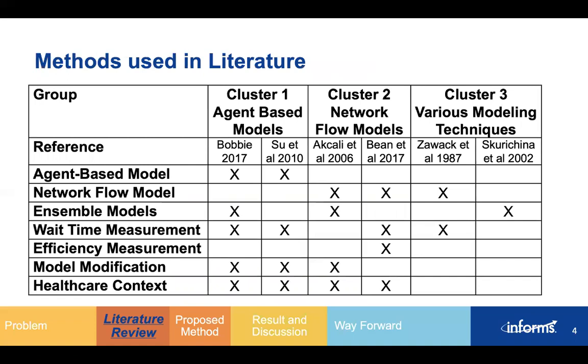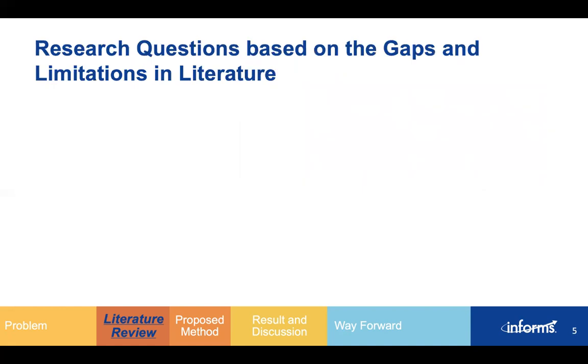So we look at the methods used in literature regarding hospital efficiency. There are 3 clusters: agent-based models, network flow models, and other types. By critically reviewing the literature, we identify some gaps and limitations. So here we pose 3 research questions for our project. We'll fill the gaps by answering the questions.